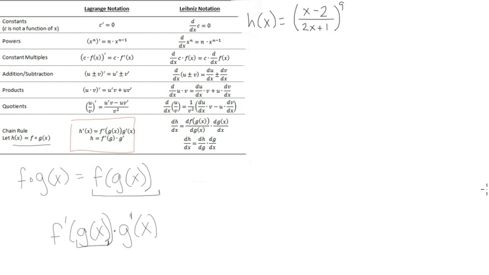So here's another example. This is probably a good time, if you want, to pause the video to see if you can work out the example on your own, and then I'll go through the solution. All right, so to get the solution here, I'm going to break this into two different functions. I'm going to say that my f of y is equal to y to the 9th, and that my g of x is equal to (x minus 2) over (2x plus 1).